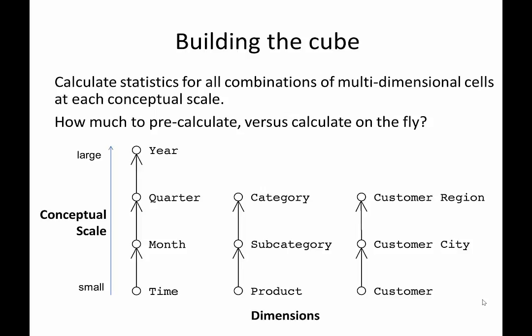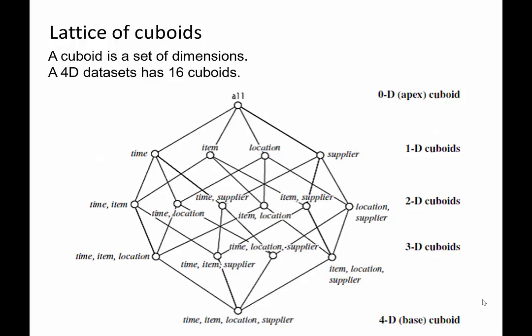If we look at products, we could have individual products. We've got subcategories and full categories. God knows what that is, but basically baked goods, bread and rolls, panini, something like that. We've got individual customers in a city, customers in a region. So we've got these different hierarchies for each dimension. Right.